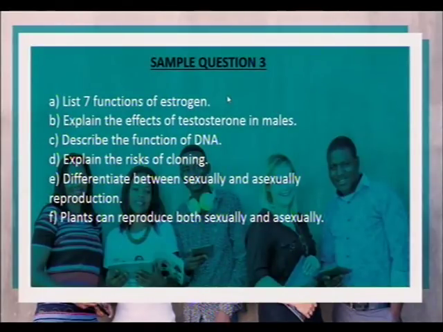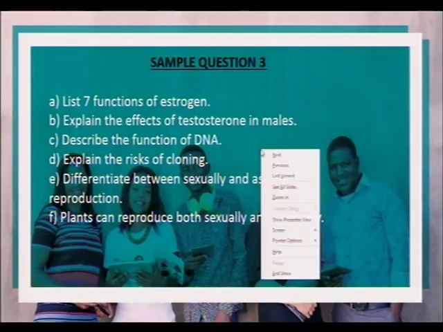Sample questions can be: list or mention, or maybe describe; explain functions of estrogen; explain the effects of testosterone, for example, in males; describe the function of DNA; explain the risk, for example, of cloning; differentiate, or what is the difference between sexual and asexual reproduction. And then a statement like "plants can reproduce both sexually and asexually" can be given, and from the statement you can be asked to differentiate between the two types of reproduction.